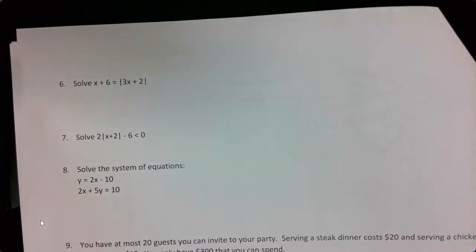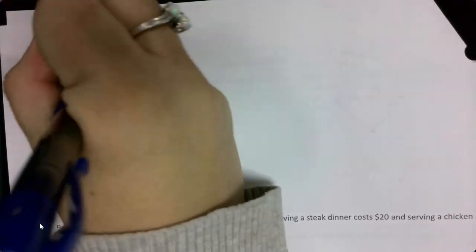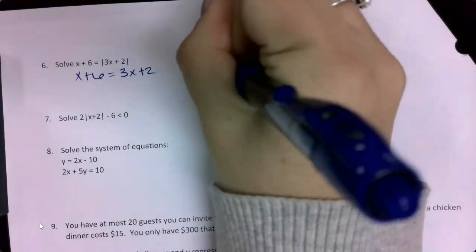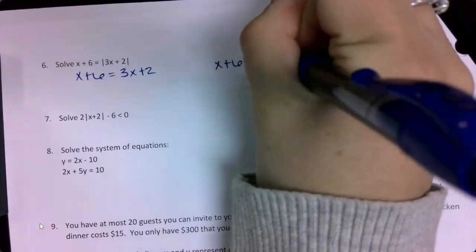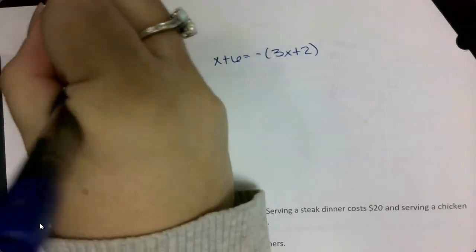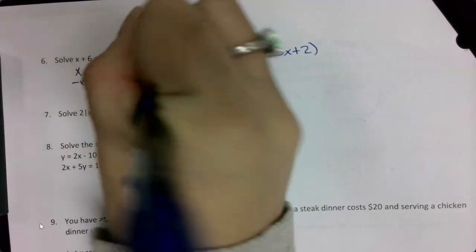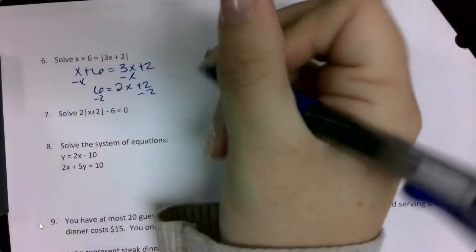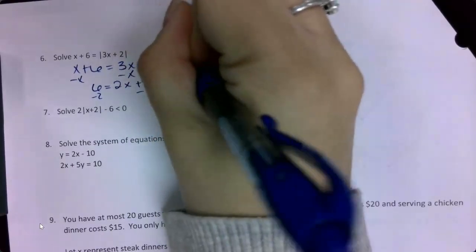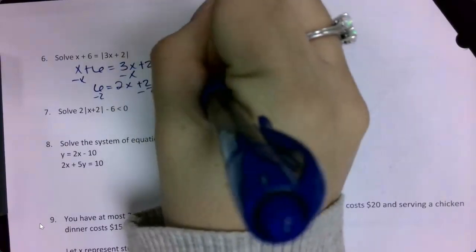This one wants me to solve x plus 6 equals the absolute value of 3x plus 2. So I'm going to set up 2 equations. x plus 6 equals 3x plus 2. And x plus 6 equals negative 3x plus 2. So solving my first one, I'm going to subtract x on both sides. I have 6 equals 2x plus 2. Subtract 2. I have 4 equals 2x. Divide both sides by 2. x equals 2.